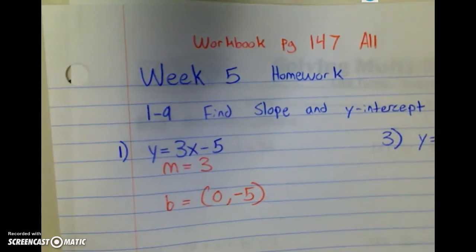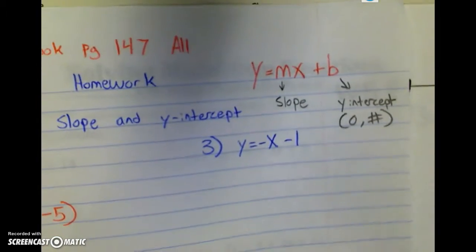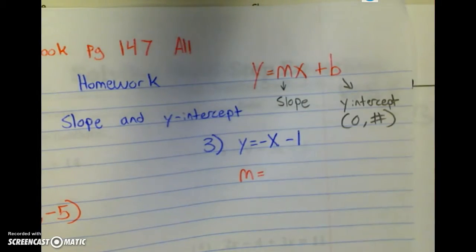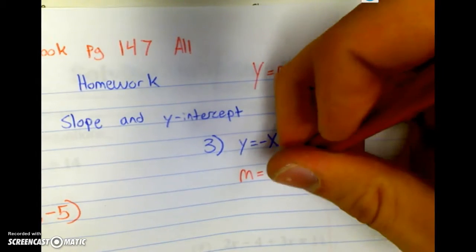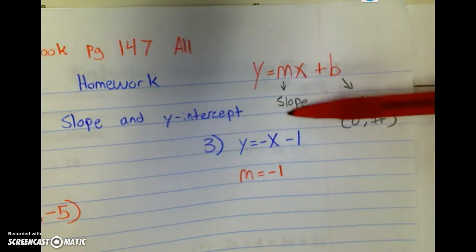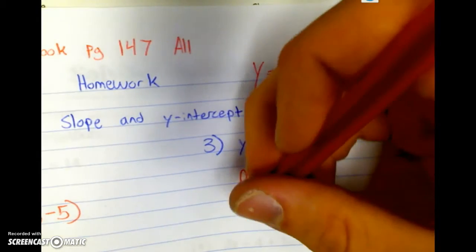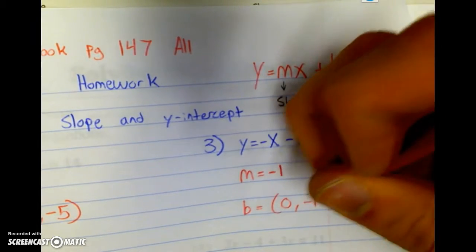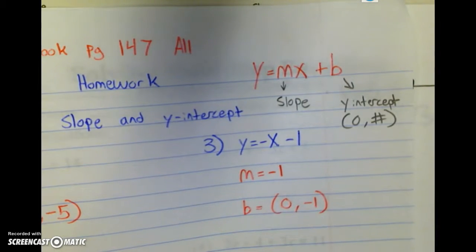Now, one that looks like number 3 will often throw people off. My slope, the number that's with x, is actually an invisible -1 here. That's not negative x. x isn't a part of our slope. Only the m tells us our slope. Then for my y-intercept here, it's (0, -1).